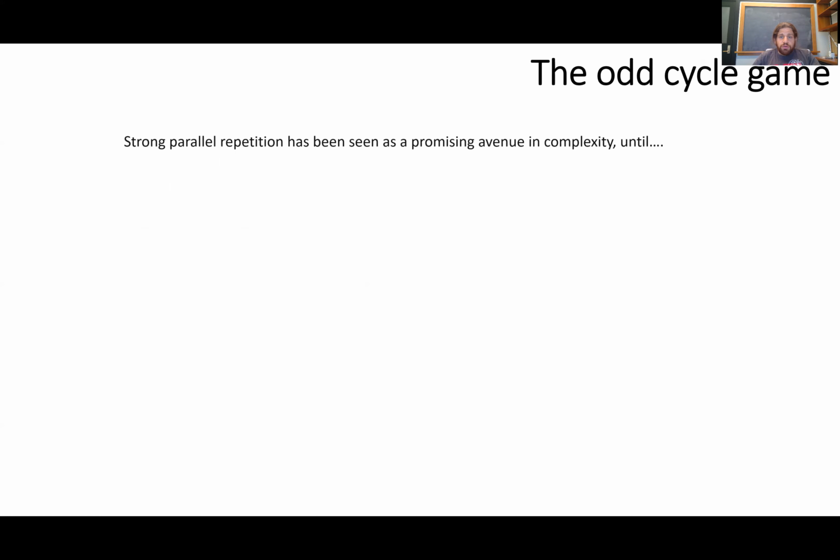Good. So as I said, people were really interested in strong parallel repetition and thought that this is a promising avenue in complexity until Raz came and showed that it fails. So Raz showed that there exists a very simple game, a max-cut instance, whose value is 1 minus epsilon. Yet, when you do t repetitions, this epsilon only multiplies by square root of t, instead of t, which is what strong parallel repetition would predict.